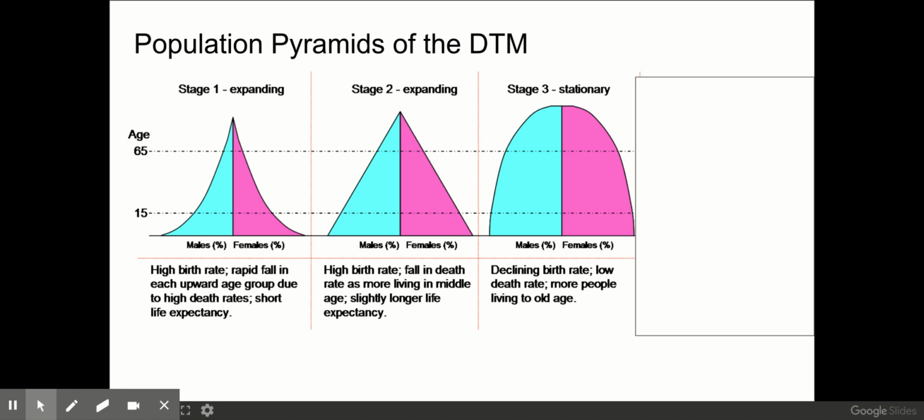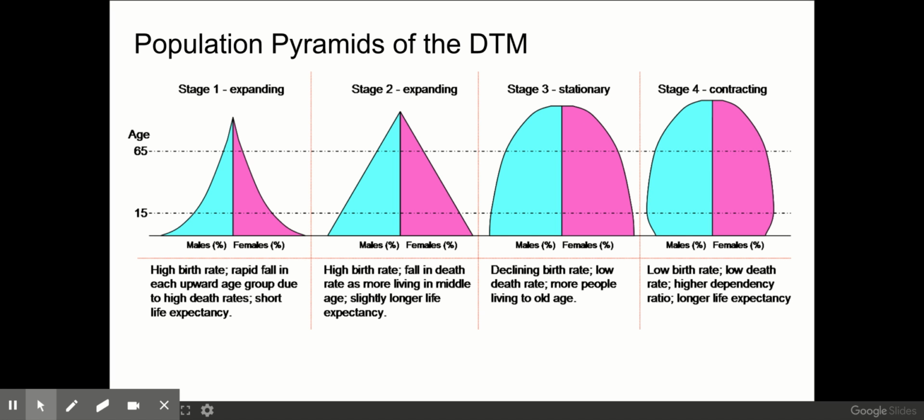Stage 3 is stationary growth. So we have a declining birth rate, a low death rate, and more people living to old age. So in stage 3, you're seeing a lower birth rate. So it's really kind of gradual or lower percentage of births. And then more people are living to older age. So there is a higher life expectancy. There's more people in this middle-aged group, and there's more people in this older age group above 65.